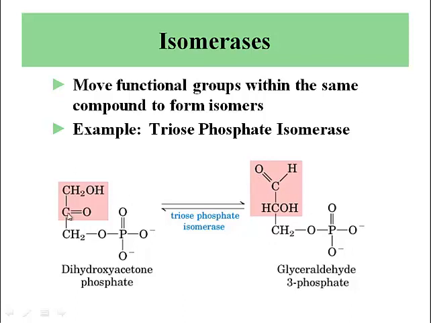You can see this has the ketone core structure. This one has the aldehyde core structure. And so we've got different orientations of the molecules in space. These are isomers of one another. So our dihydroxyacetone phosphate is being converted to the glyceraldehyde 3-phosphate, going from the ketone core structure to the aldehyde core structure.